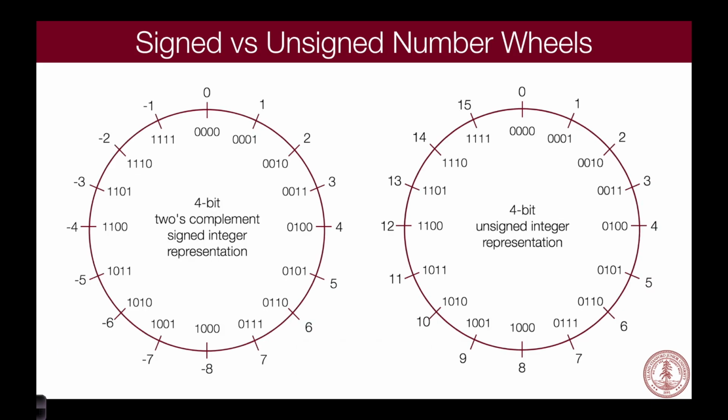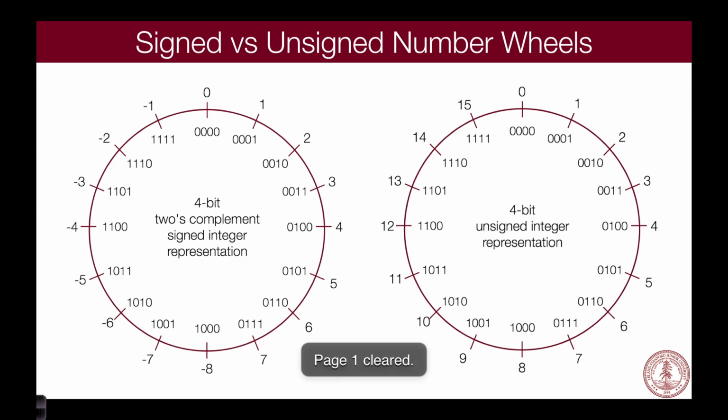All right. So here's our two number wheels. I just briefly showed you the unsigned one. The signed one we talked about here. This is 2's complement. Unsigned is not 2's complement. It just goes 0 all the way up to 15 for the 4-bit numbers. And they're just the binary representations there.